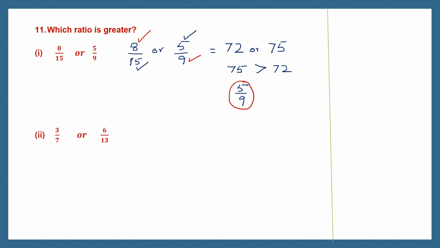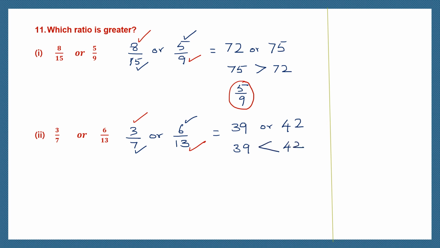So here also 3 by 7 or 6 by 13. Let's cross multiply 3 and 13. 13 threes are 39. Or is it 6 into 7, 42? So which is greater? 42 is greater. So we have 39 here and 42 here. 42 is greater. Again, it's the second fraction that's greater. So what's the answer? 6 by 13 is greater. Let's go to the next one.